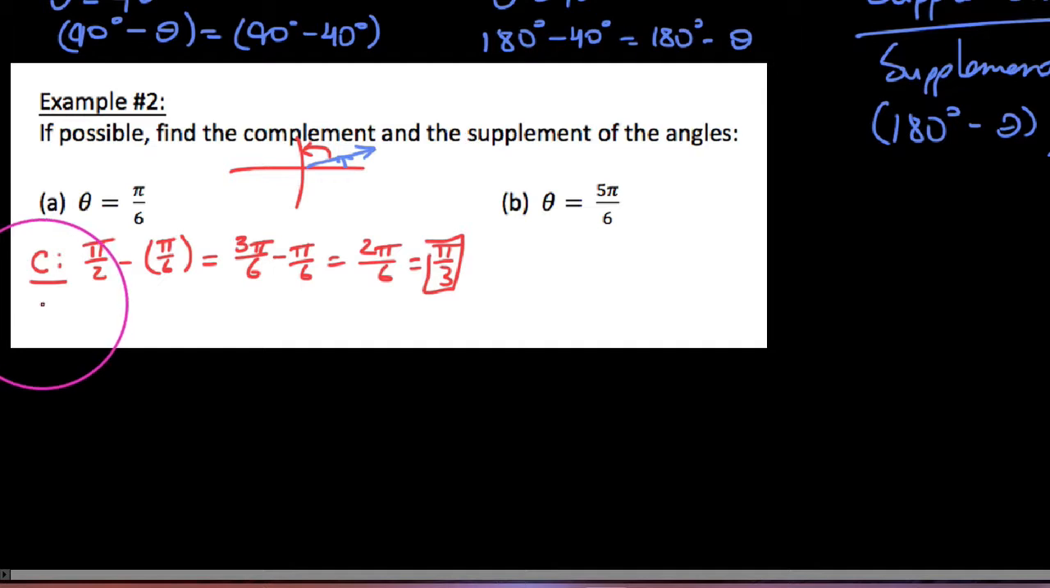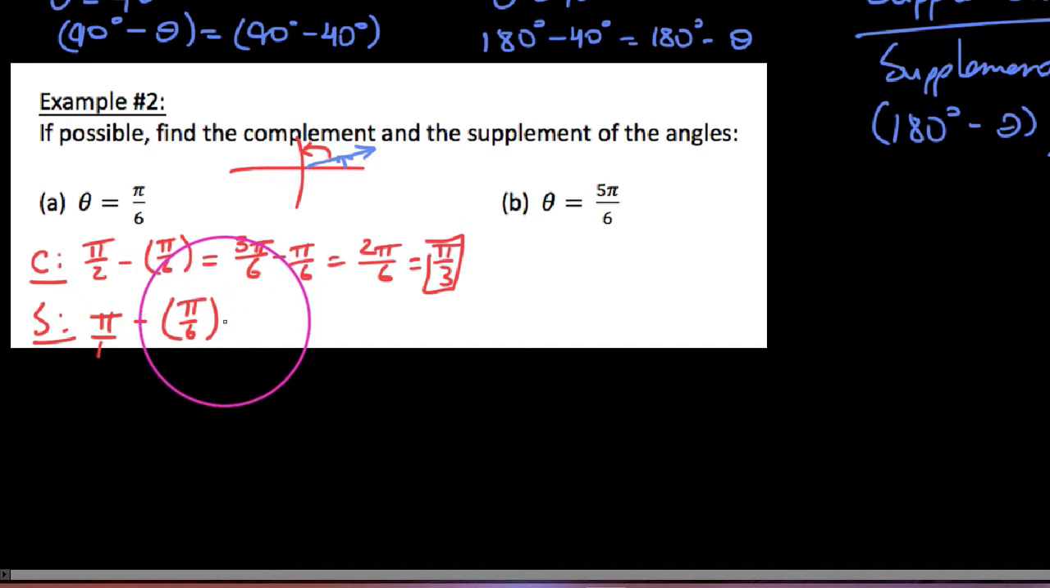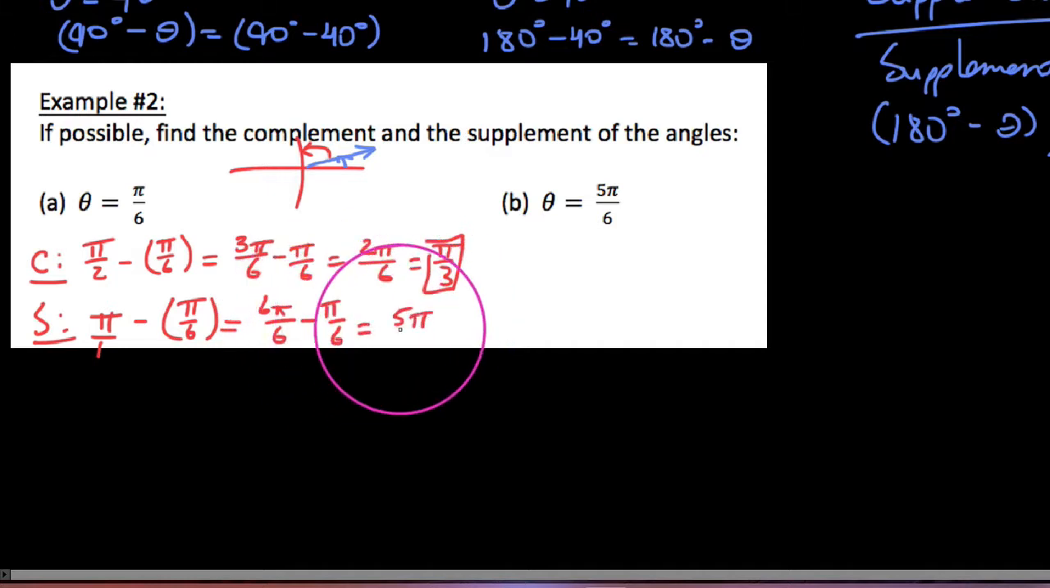And then likewise, we'll look at the supplement here. The supplement of this angle would have to be equal to pi, or 180 degrees, minus the original angle that I was given, which was pi sixth. And in this case, we have to find a common denominator again. So this would be 6 pi sixth minus a single pi sixth, and we are left with 5 of these pi sixths. So this indeed does have a supplement.